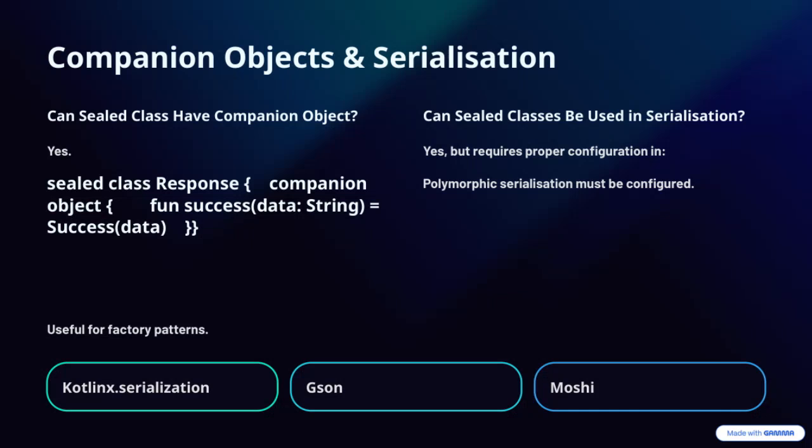Let's talk about Moshi, JSON, and Kotlin's serialization. When it comes to polymorphic serialization, you do need to set it up properly. It's not automatic. You have to configure it to handle different subclasses correctly. Now, can sealed classes be used in serialization? Absolutely, yes. They are actually quite useful, especially for implementing factory patterns where you have a fixed set of subclasses.